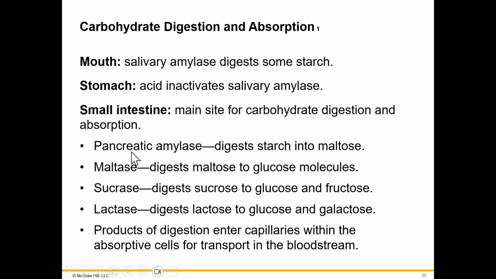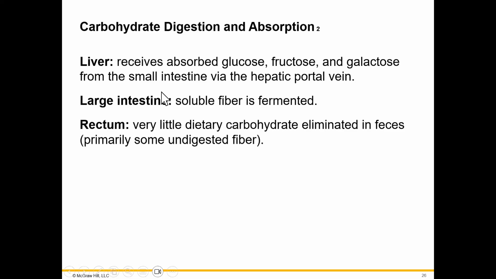So you have a variety of enzymes here. You have your pancreatic amylase, which is made in the pancreas. You have maltase, you have sucrase, lactase, all of these enzymes that help to break down these specific bonds. Once that's done, these simple carbs can then enter into the bloodstream and be transported throughout the body.